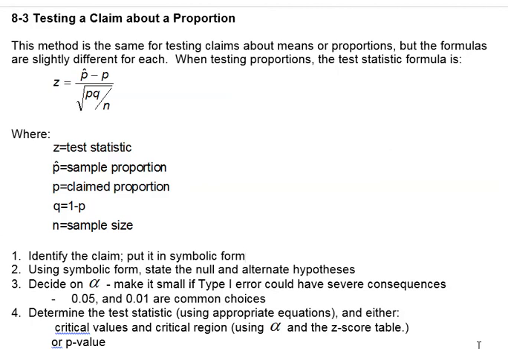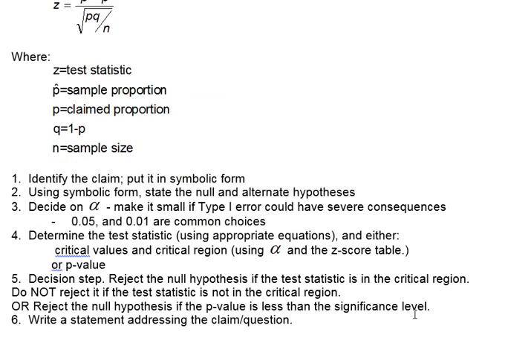Identify the claim, write it in symbolic form. Using the symbolic form, state the null and alternate hypotheses. Decide on alpha. Determine both the test statistic and one other thing, so either the critical values or the p-value. So this is an either-or, you don't need to do both. The decision step depends on which you did in step 4.